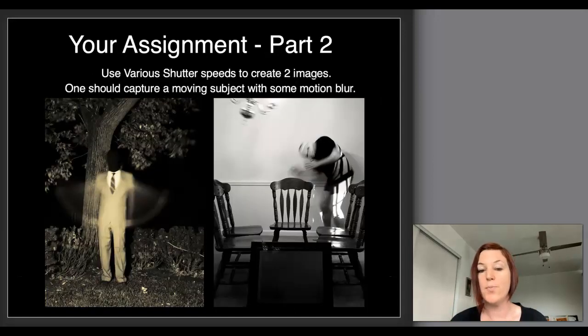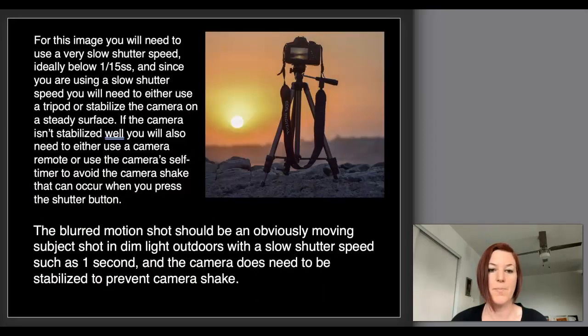So part 2. For this part of the assignment, you're going to use various shutter speeds to create 2 images. One should capture a moving subject with some motion blur. So you're going to be using long shutter speeds to capture motion blur here. And you should have a significantly moving subject, and the camera should be stabilized so the rest of the scene looks nice and crisp and sharp. We're not looking at camera shake to create the image here, we're just looking at subject blur.